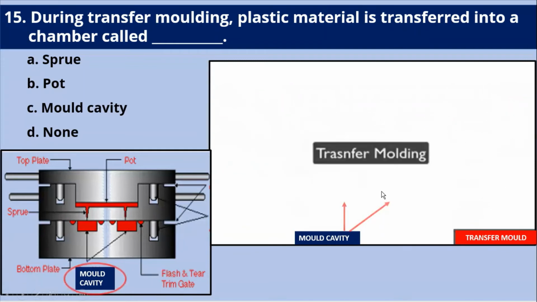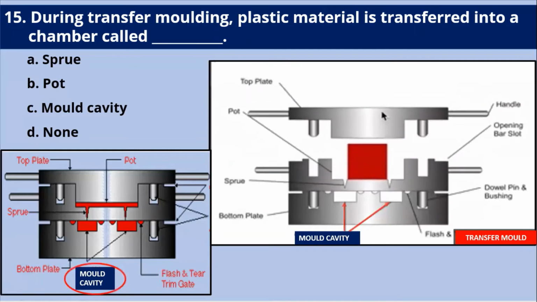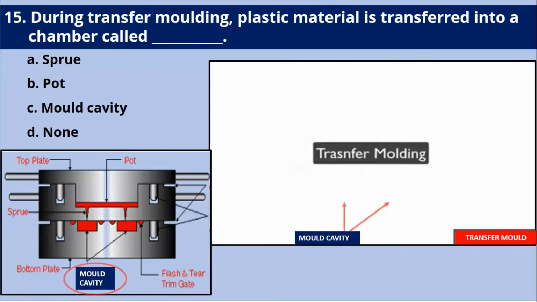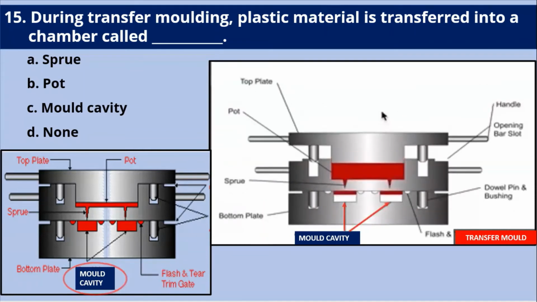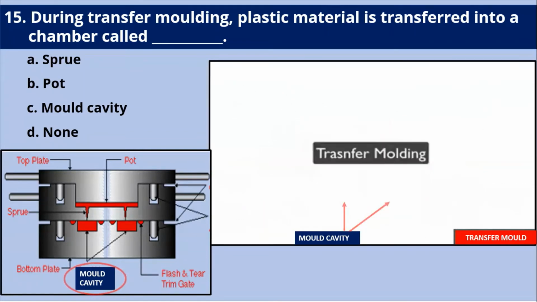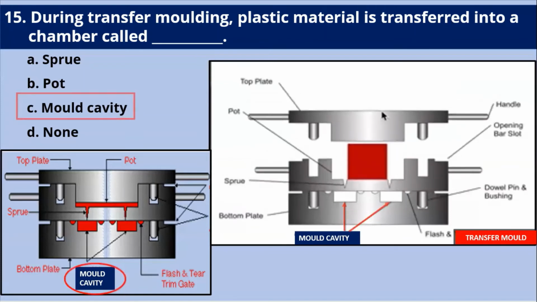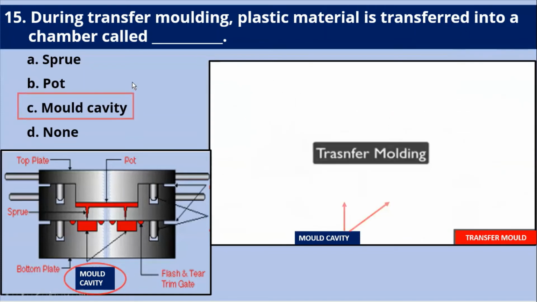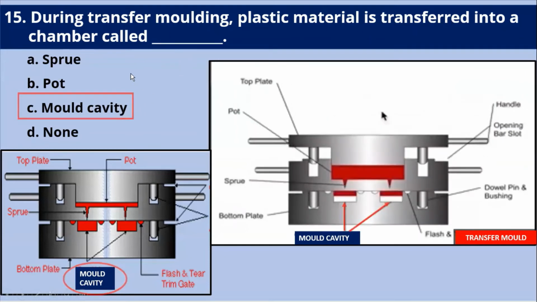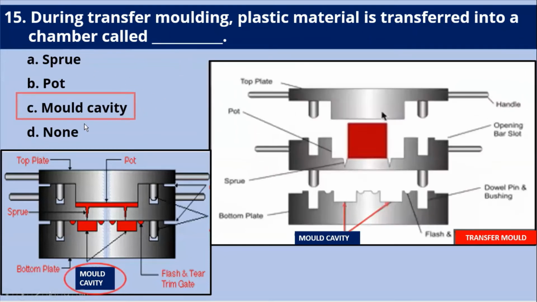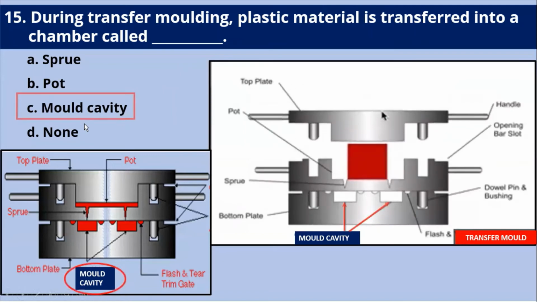The mold remains closed until the material inside gets cured to give the desired product. So in this case, our answer is the mold cavity. It means that during transfer molding, plastic material is transferred into the chamber called the molding or mold cavity.